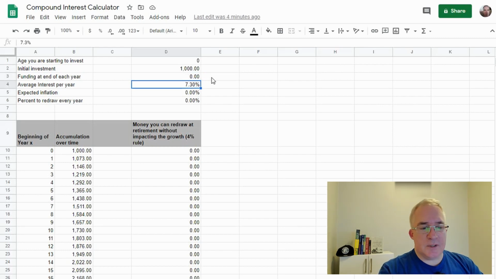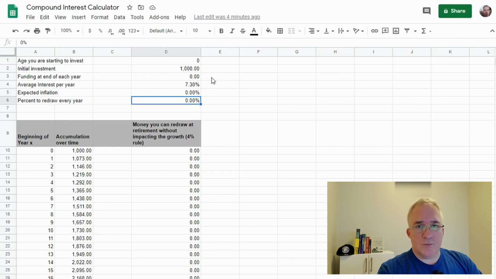Let's assume here in the example that we do have an interest rate of 7.30%. And I'm using 7.30% here because I want to compare that to AT&T, which offers a dividend yield of 7.30%. We are going to assume that there's no inflation. Usually the inflation is an average of 2% per year, but we're not going to use this at this point. And then we are going to assume that we're not removing any money.